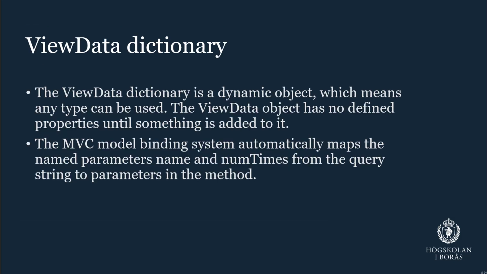So now that we've started working with the ViewData dictionary, note that the ViewData dictionary is a dynamic object, which means any type can be used within it. The ViewData object has no defined properties until something is added to it. The MVC model binding system automatically maps the parameter names name and numTimes from the query string in the URL to the parameters in the method.